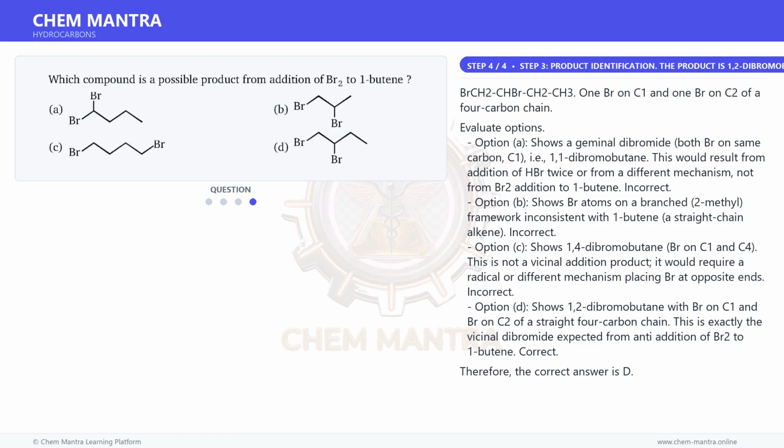Option C shows 1,4-dibromobutane, Br on C1 and C4. This is not a vicinal addition product. It would require a radical or different mechanism placing Br at opposite ends.